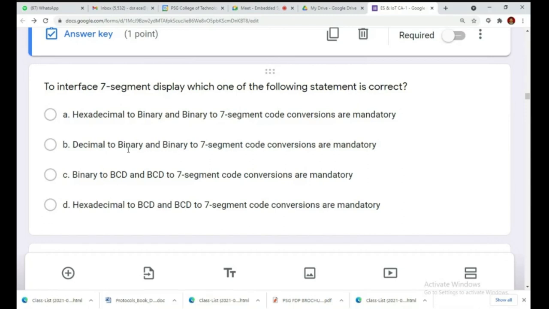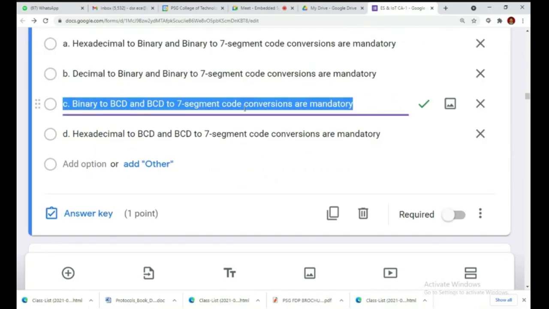Decimal to binary is of no use, because all the microprocessors are doing binary arithmetic. That binary needs to be converted to BCD. Then that BCD has to be converted to 7-segment code if you are connecting a 7-segment display. Hence, binary to BCD and BCD to 7-segment code conversions are mandatory is the right answer.